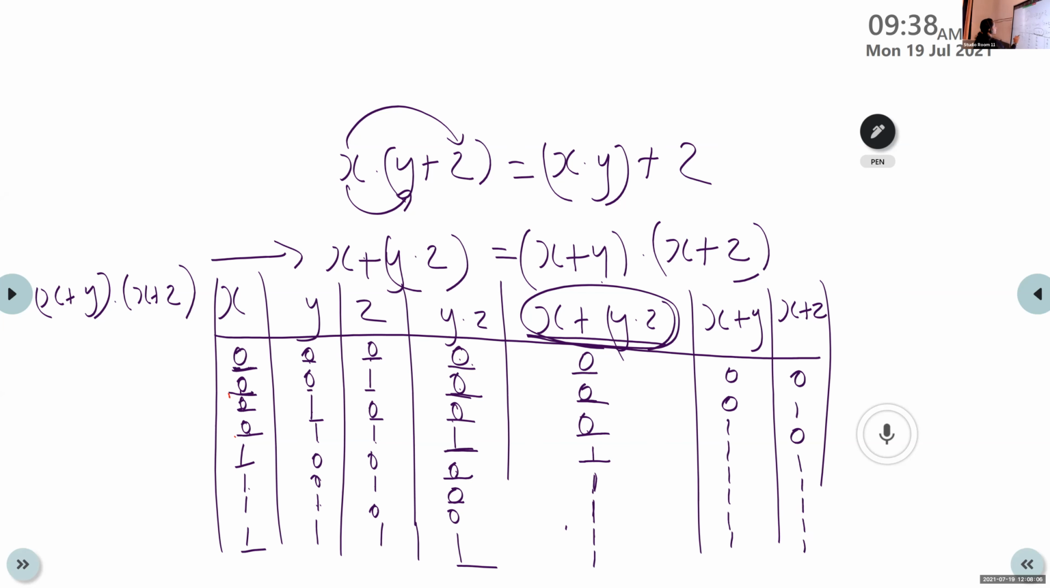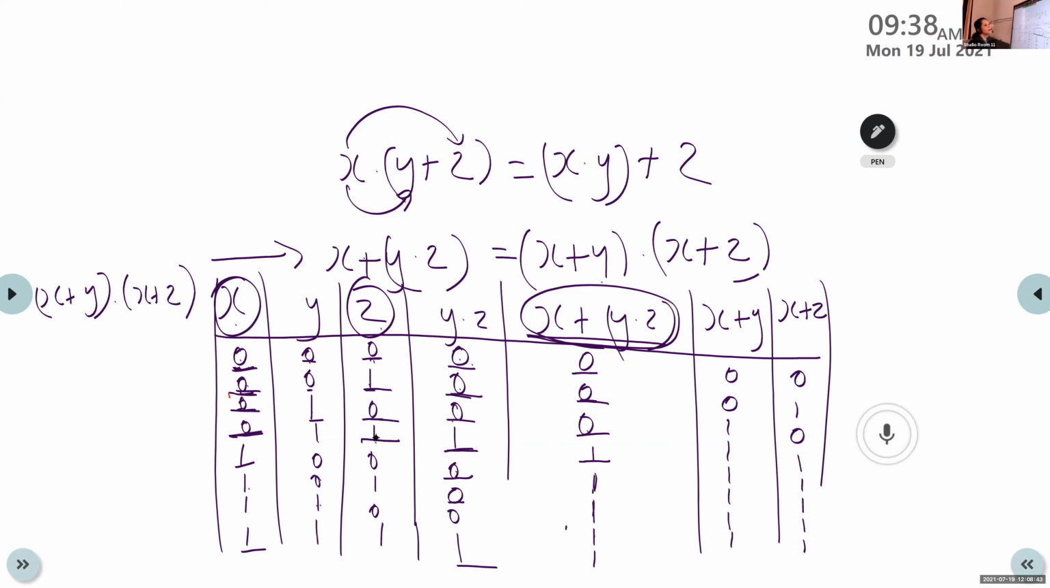Here x is 0, 0 plus 0, it is 0. Then 0 plus 0, 0 plus 0, it is 0. 0 plus 1, it is 1. Then 0 plus 0, it is again 0. Then here 0 and 1, so the result is 1. We are adding x and z. Okay. X plus z. So x is 0. 0 plus 0, it is 0. 0 plus 1, it is 1. 0 plus 0, again 0. 0 plus 1, 1. 1 plus 0, 1. 1 plus 1, 1. 1, 1.